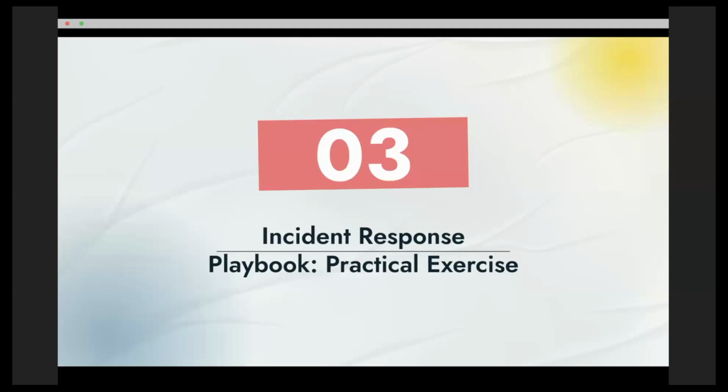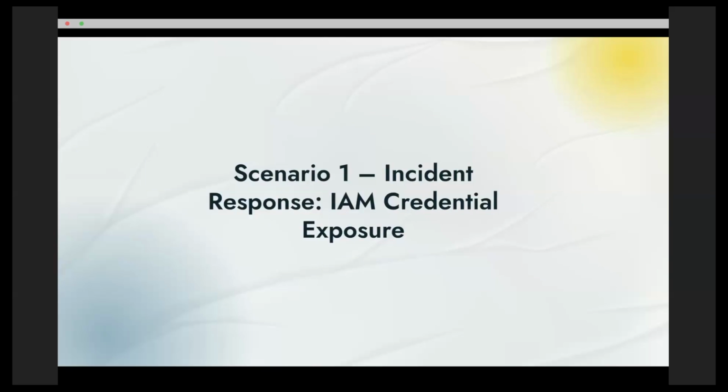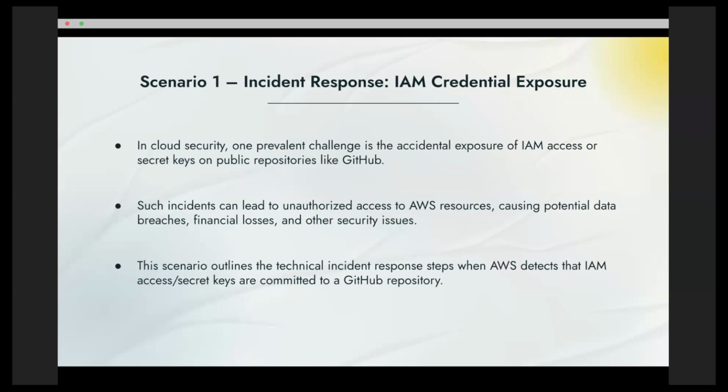The third part is the practical exercise. In this, we have two scenarios. First is IAM credential exposure, and second is EC2 cryptojacking. So let's look at the first scenario.